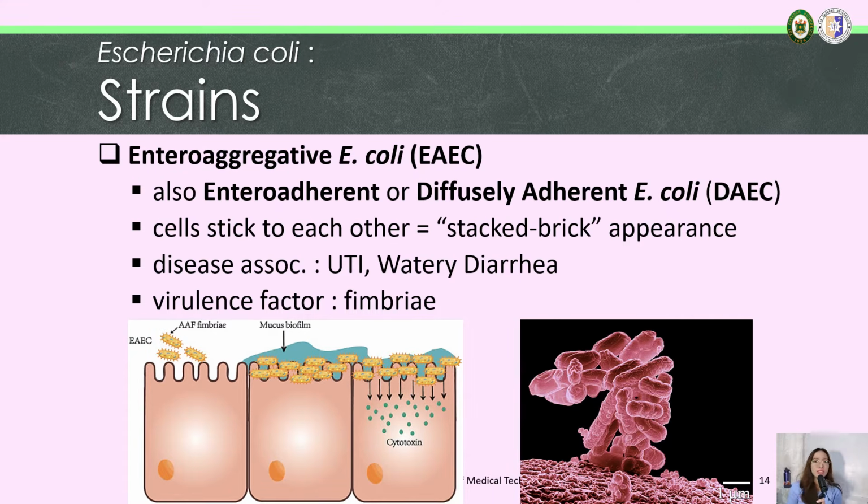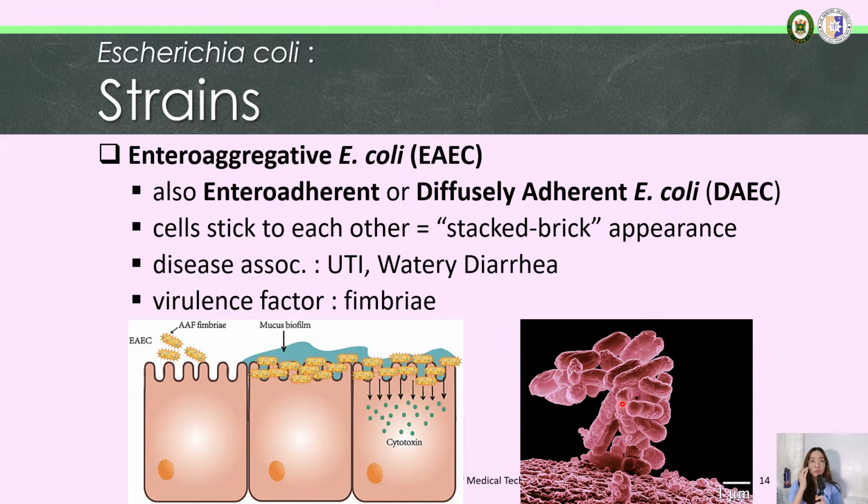So they are called enteroaggregative because they have been observed to stick together in the intestinal mucosa, as we can see right here in this illustration on the left, and this electron micrograph on the right. Okay? So ayan po, no, they tend to aggregate together, giving them a stacked brick appearance. So tingnan po natin itong illustration na to and itong electron micrograph na to.